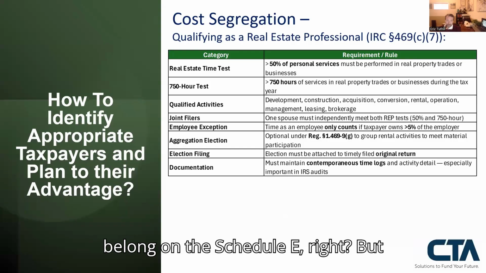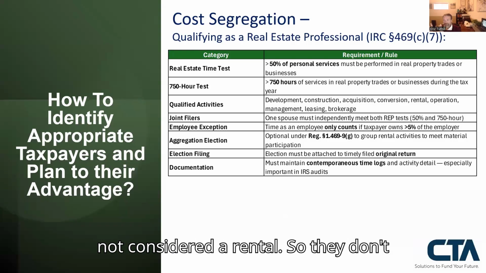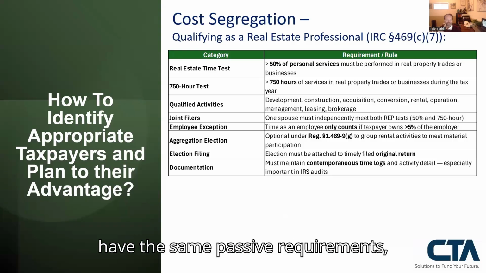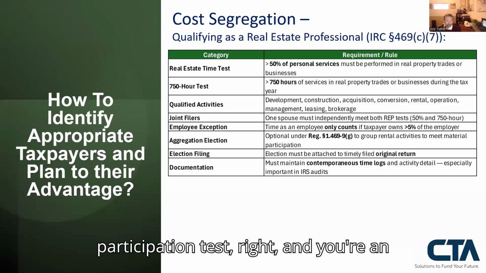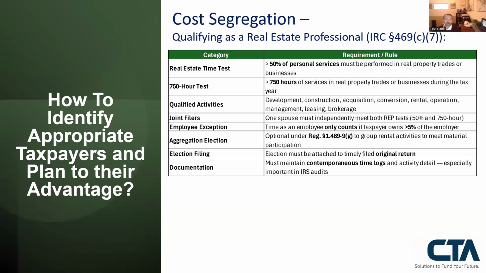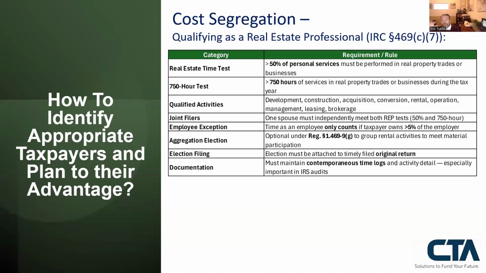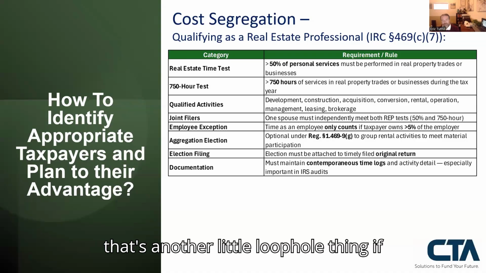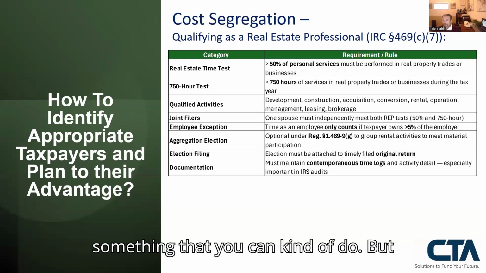They actually belong on the Schedule E, right? But they're not considered a rental. They're not considered a rental, so they don't have the same passive requirements. So if you meet the material participation test, right, and you're an active person on that property, you can essentially not be subject to those passive loss limitation issues. It's a weird kind of loophole thing if you're trying to do some planning here for guys that own Airbnbs.